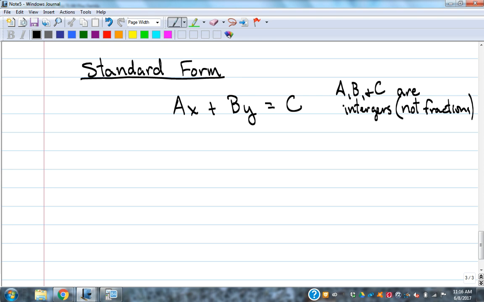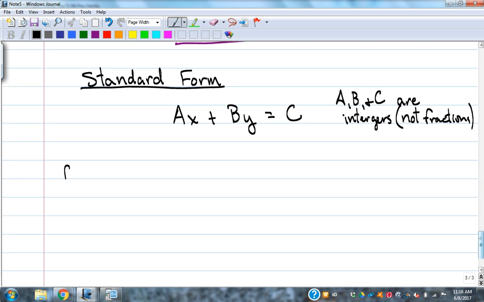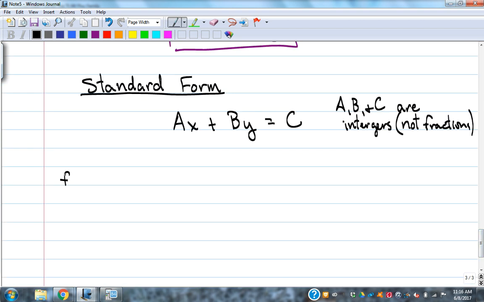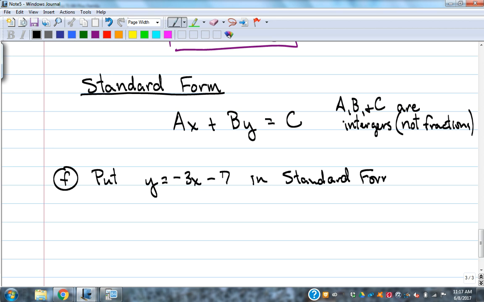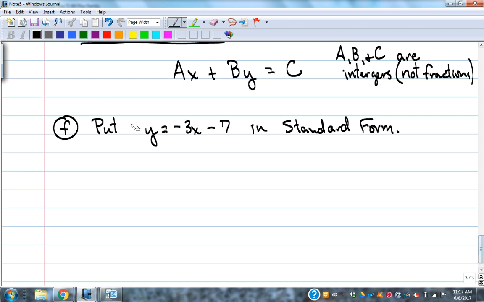So when you're looking at a standard or a slope-intercept problem, what was the last one? So this is example F. We want to put y equals negative 3x minus 7 in standard form. And I'm going to show you how to get from slope-intercept form to standard form. Because that equation right there is in slope-intercept form. We can see that. It's got y by itself, got a slope and a y-intercept. To get that in standard form, you got to have x and y on the same side.